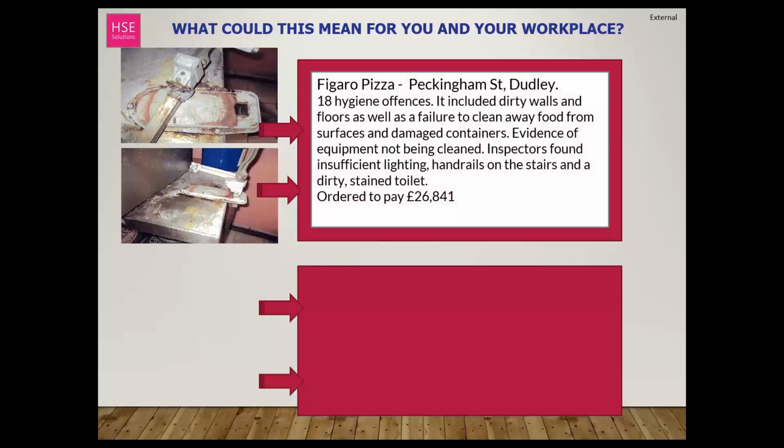And that was actually at a place called Figaro's Pizzas in Dudley, the Black Country, and that particular pizza outlet had 18 hygiene offences at that particular time. Dirty walls and floors, failure to clean away food, evidence of equipment not being cleaned. Inspectors found insufficient lighting, handrails on the stairs, and a dirty stained toilet. Ordered to pay nearly £27,000. That's a lot of money, but the reputation that has given that pizza parlour is massive. It's all over the internet, the HSE, whatever it might be.